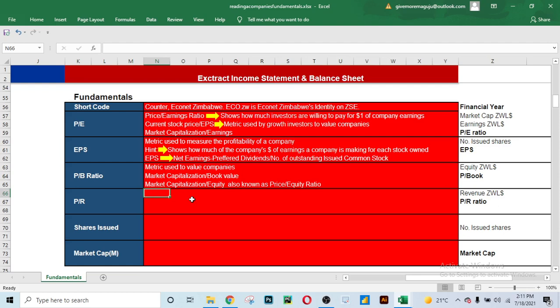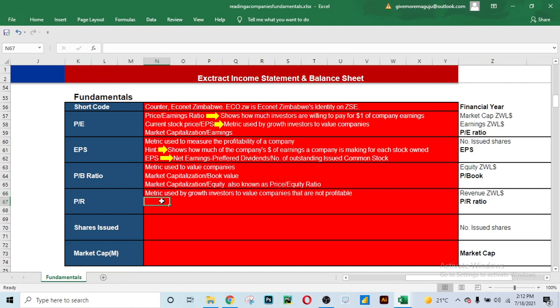So that's where we use, and normally investors who use this type of metric are growth investors. They are concerned about the long-term growth of their investment, of their returns. All right, so let's just look at the metric here. So we are saying metric used by growth investors to value companies that are not profitable.